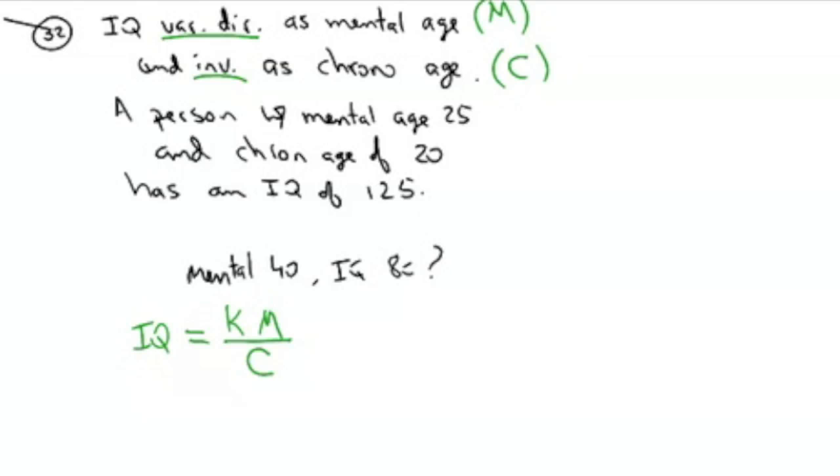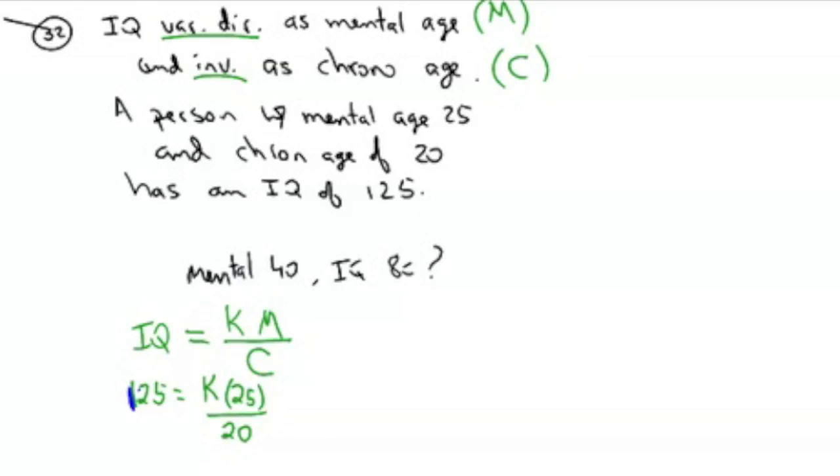Exactly the same. Now, for the first part of the problem, do I know the IQ? What is it? 125. Other marker. 125. Do I know K? No. Do I know the mental age? 25. Do I know the chronological age? 20. Solve for K. What would you do first? You could do that. Or reduce 25 over 20. There's lots of different ways. But if you multiply by 20, that'll work too.